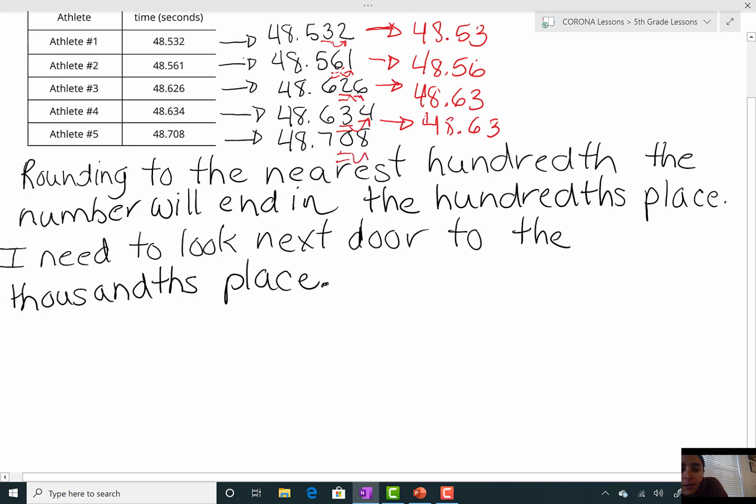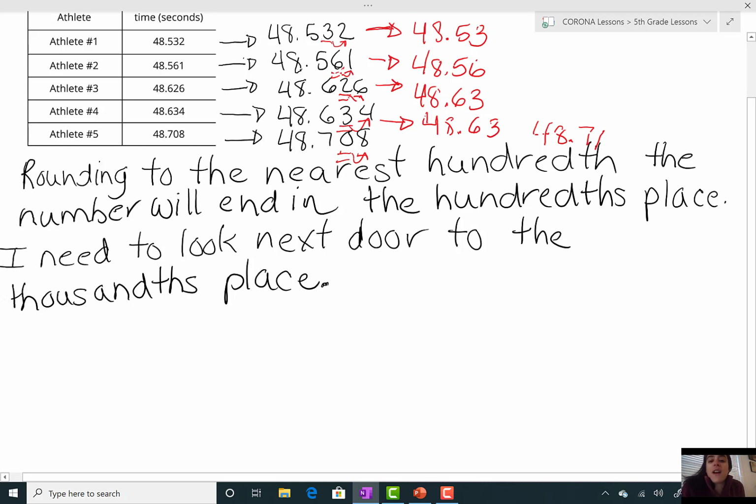Okay, now the last athlete, if I look at their time, they have a 0 in the hundredths place, but if I look next door, there's an 8, so that 8 is going to bump that 0 up to a 1 in the hundredths place. So athlete 5's time is going to be 48 and 71 hundredths.